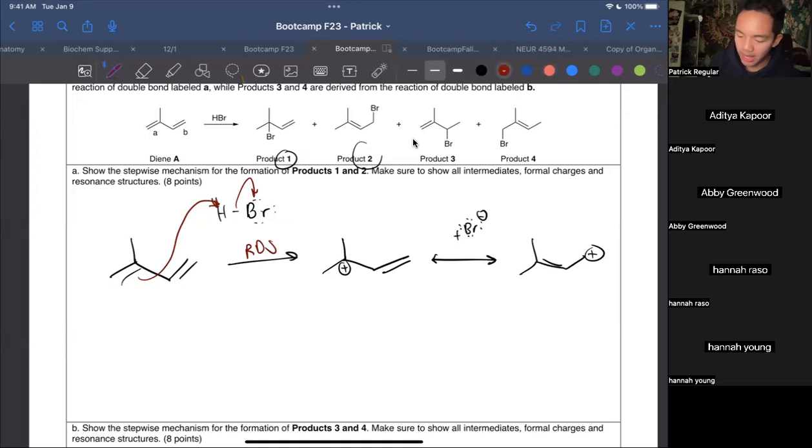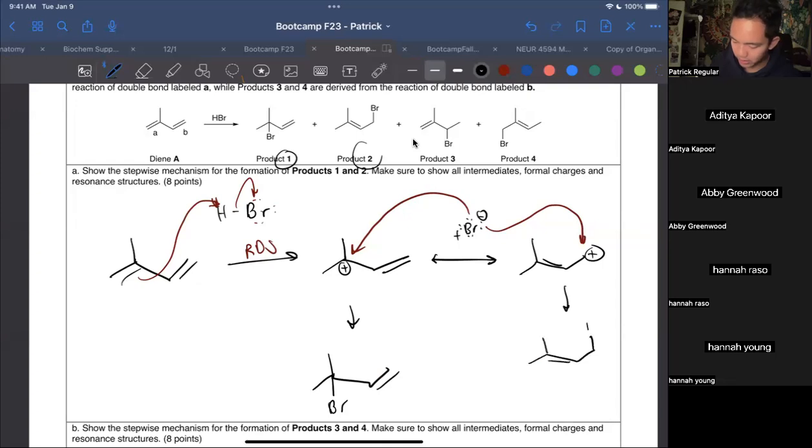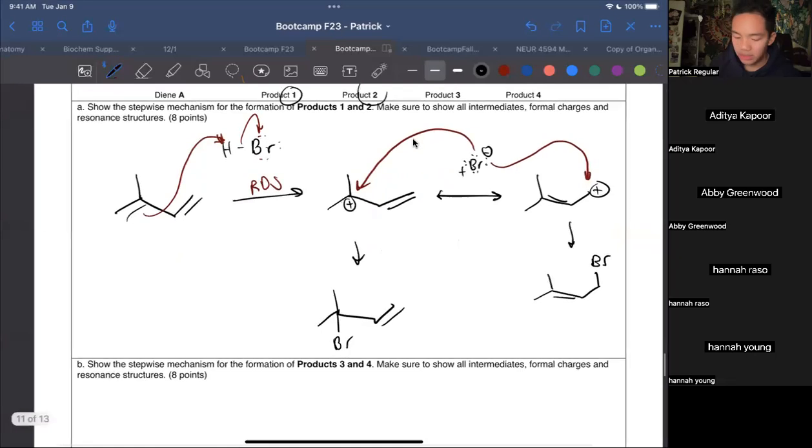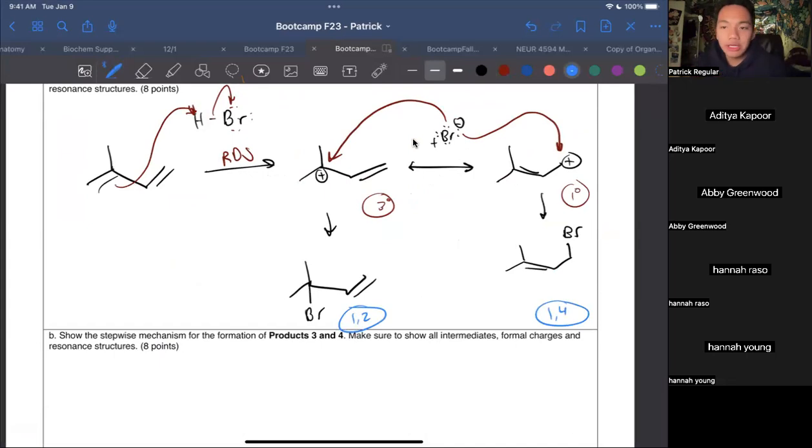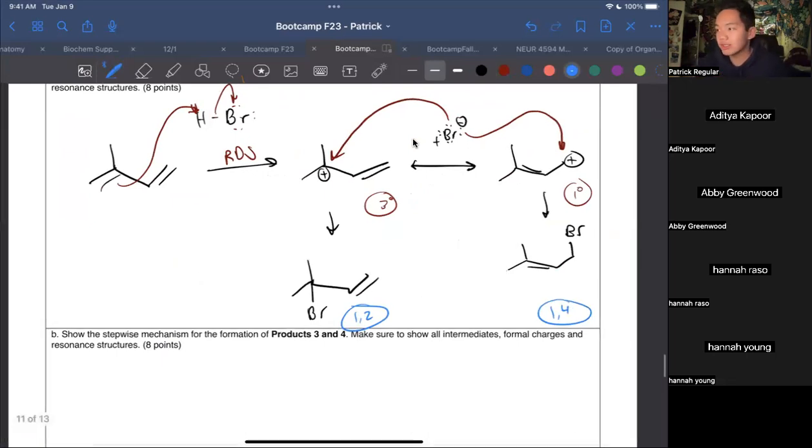Now let's add the nucleophile. Let's keep it black. Br. Okay. There's a rate determining step. The first step, this is going to be a tertiary carbocation, primary carbocation, just personal notes. This is going to be my 1-2 addition. This is going to be my 1-4 addition. Just because, again, the 1-2 addition, no resonance. 1-4 addition, there is resonance.